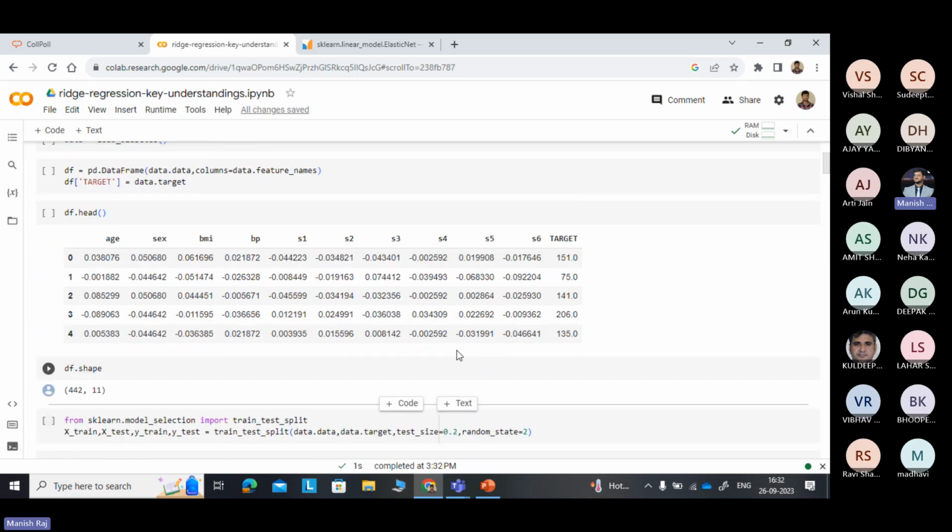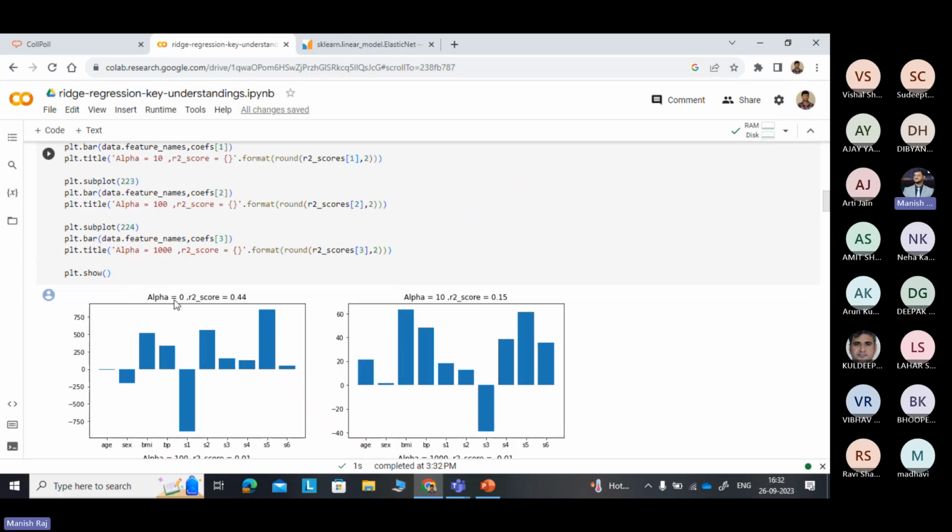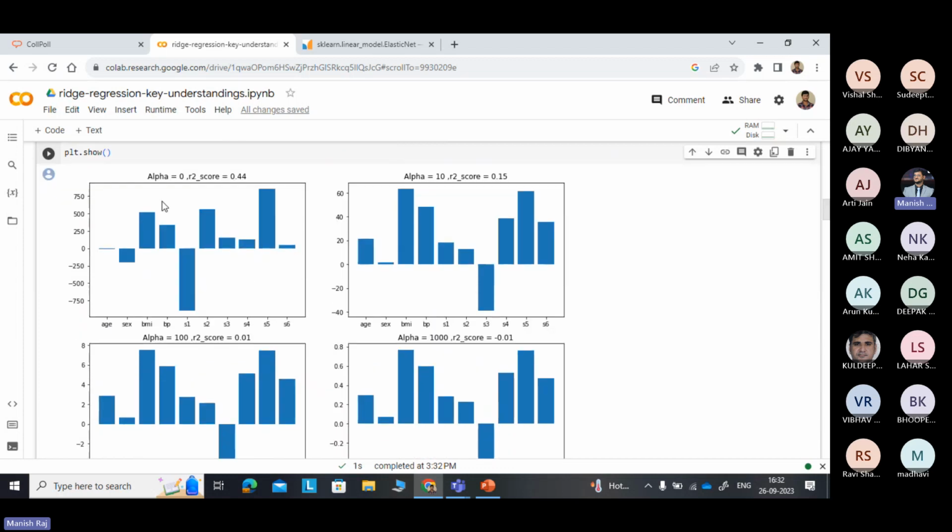Okay, so you can see कि मैं different अल्फा की वैल्यू यूज कर रहा हूं और उसके बाद उसका R2 स्कोर क्या जनरेट हो रहा है. सो इट इज रिटन हियर. सो वेन एवर द अल्फा इज 0.